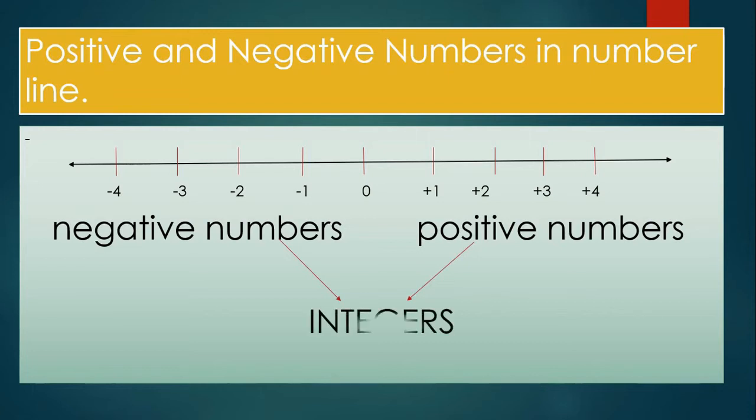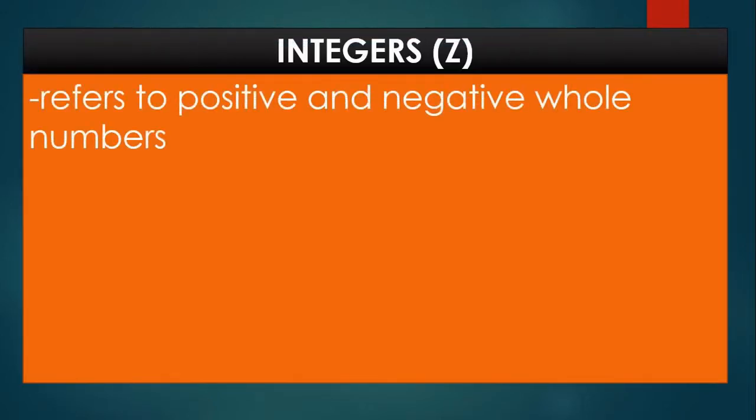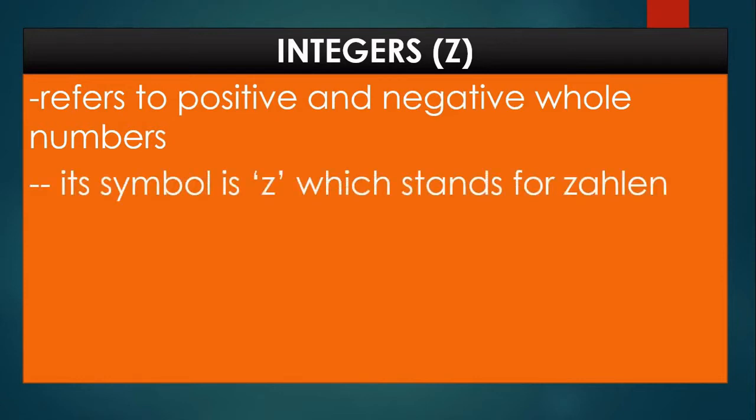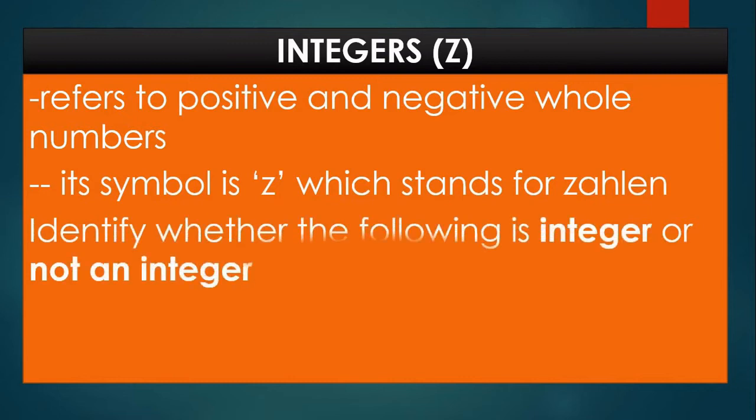So what do you call these negative and positive numbers? These are integers. Do you know what integers are? What is its definition? Integers are represented by the letter Z. This refers to positive and negative whole numbers. Okay, take note of whole numbers. That's integers. Its symbol is Z, which stands for Zahlen.